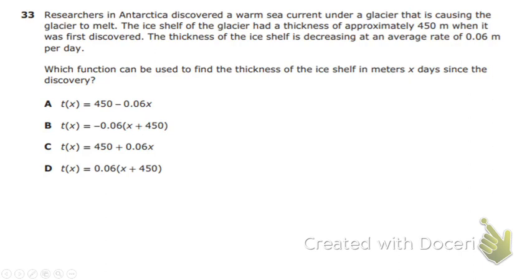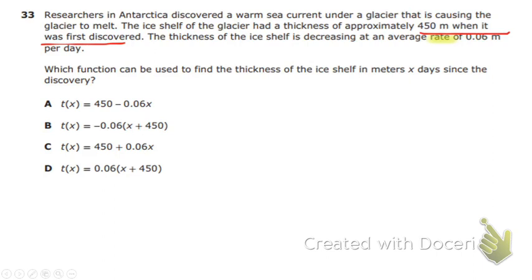It says researchers in Antarctica discovered a warm sea current under a glacier that is causing the glacier to melt. The ice shelf of the glacier has a thickness of approximately 450 meters when it was first discovered. The thickness of the ice shelf decreased at an average rate of 0.6 meters per day. Which function can be used to find the thickness of the ice shelf in meters x days since the discovery?